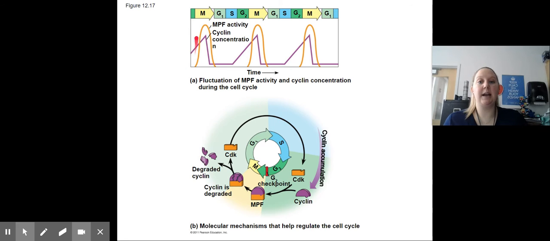And we can see that MPF activity here in orange spikes during mitosis and then dips back, spikes, dips back, versus our cyclin concentration, which starts to increase at the end of synthesis right before G2, and it drops off relatively quickly in the middle of mitosis to repeat that process over again.